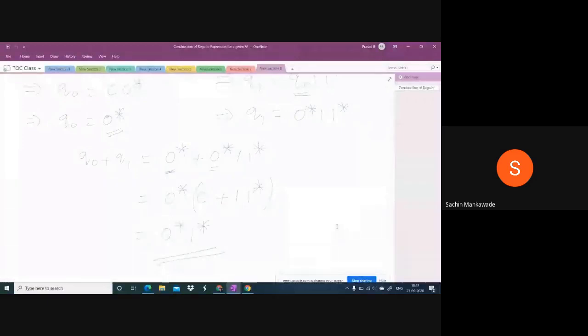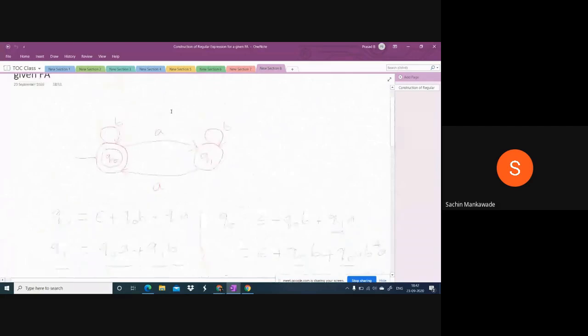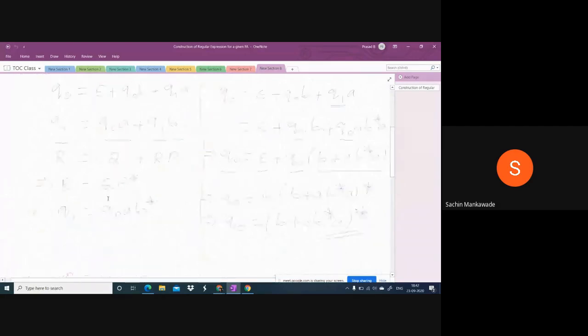Constructing a regular expression for a given finite automata: writing the equations and solving them using the addition theorem. Of course, in the GATE examination, if they give the diagram and ask for the expression, doing it like this will waste time. And if you make any mistake in between while solving, the final answer will be wrong.